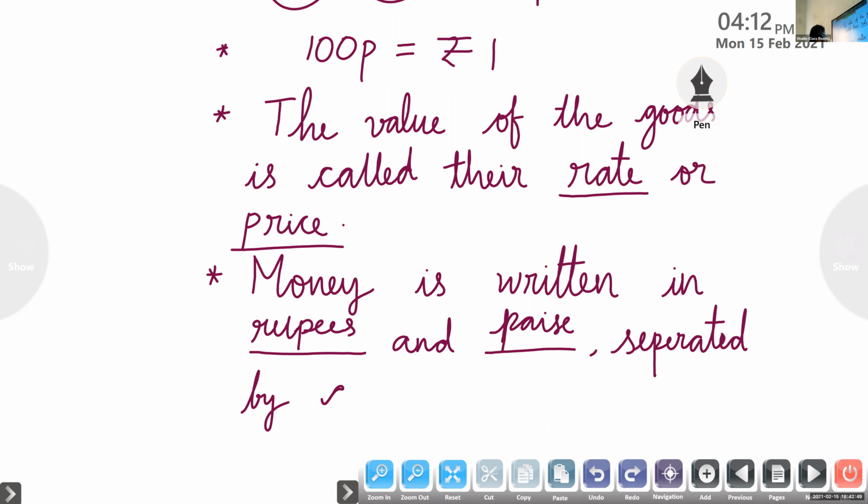Can you complete it? Separated by a dot. Very good. Separated by a dot. Money is written in rupees and paisa, separated by a dot. D-O-T. Dot. Okay.